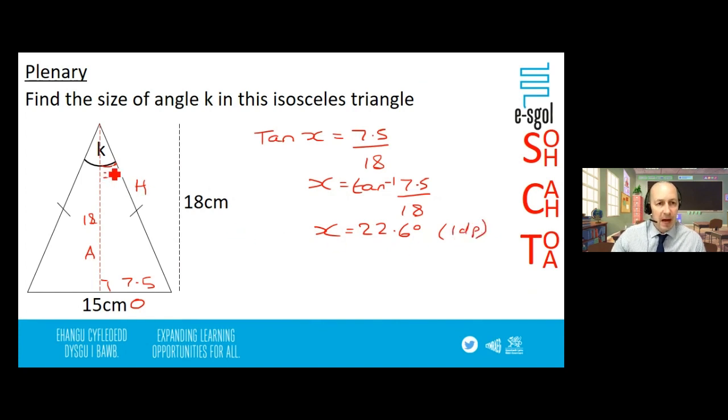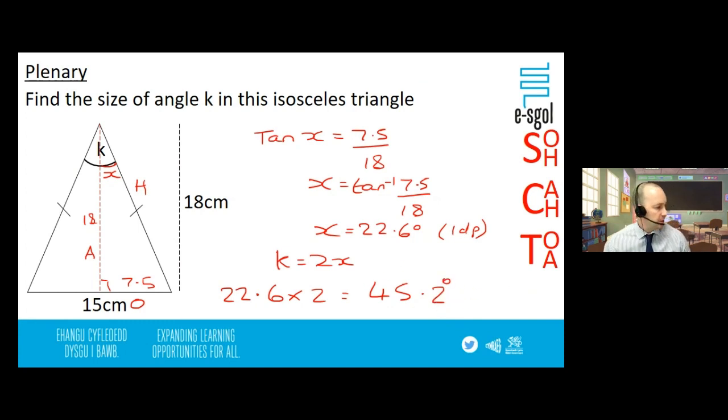Now that's only given me the angle X, which isn't the full angle. Of course, what I need to do is realize that K is twice the size of that. So K is 2X. So what I need to do is multiply this answer by 2 to get the actual answer that I need in the question. So 22.6 times 2 is going to be the angle I need, which is 45.2 degrees. So hopefully that makes sense.